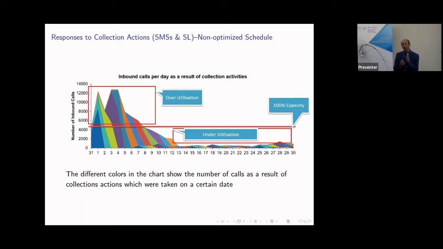So on a particular day, you will see several colors, and the colors represent different things. If you send SMS today, the blue represents how many callbacks come today, and the yellow represents how many callbacks come from your action yesterday, because you also sent SMS yesterday and the day before. It's a continuous process.